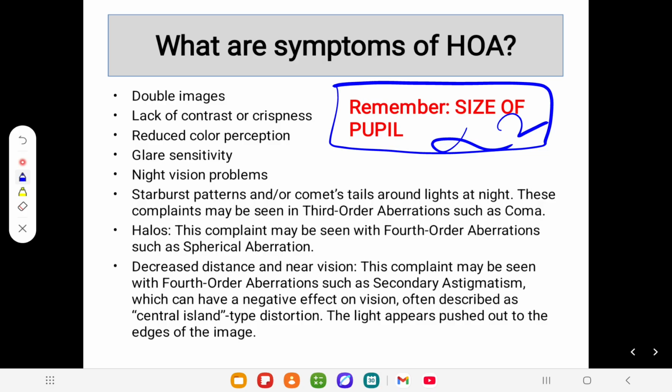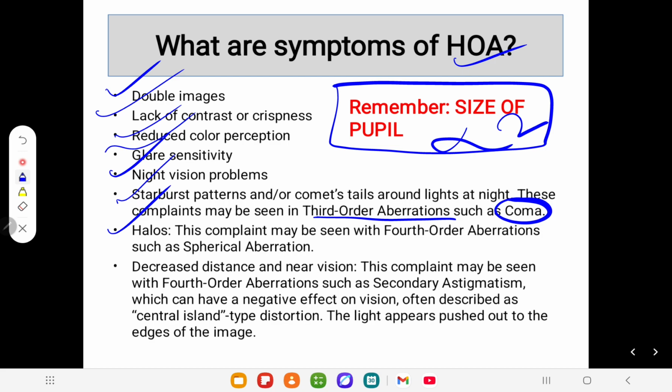So basically, what are the symptoms that we have to discuss in patients affected by higher aberration, especially ectatic disorder? Double image, lack of contrast and crispness, reduced color perception, glare sensitivity, night vision problem. Why? Because at night the pupil dilates, and whenever the pupil dilates, aberration increases by, I think, a square. So you get starburst pattern and comet tail around lights at night, and these complaints may be seen in third order aberration. Basically, coma is third order aberration, and trefoil is third order aberration. Halos, which is very common in another.